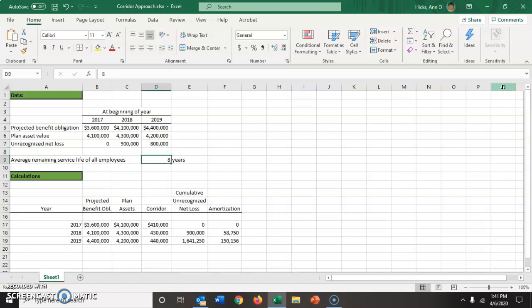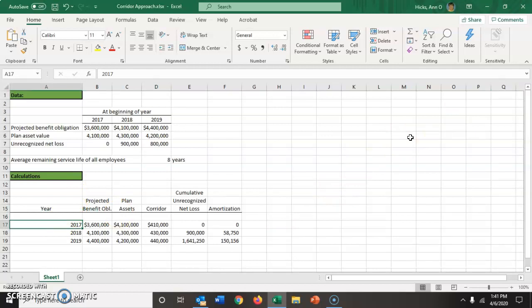And then one more last piece of data. The average remaining service life of all employees is 8 years. Now what we're saying here is that, let's say we have 100 employees. If we determine the average time until these employees are going to retire, it's 8 years. Now, for some employees, it may be 20, for some 2, but the average is 8. So here are our calculations.